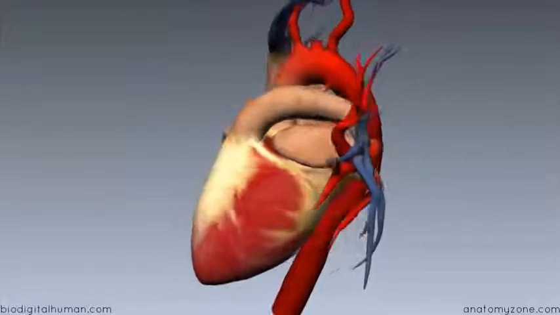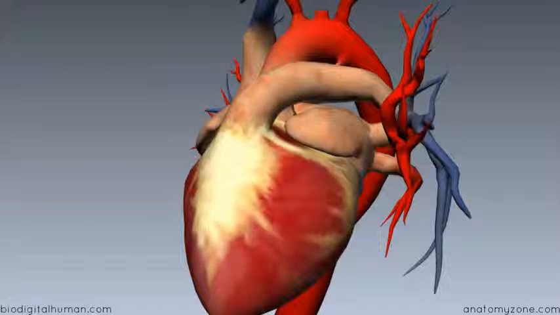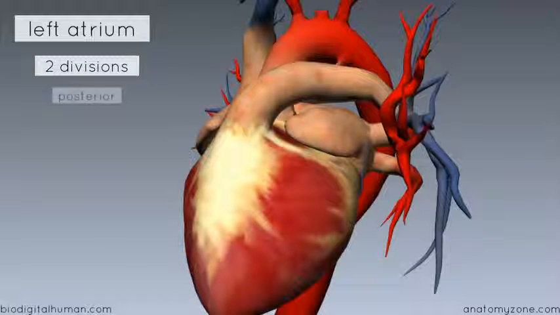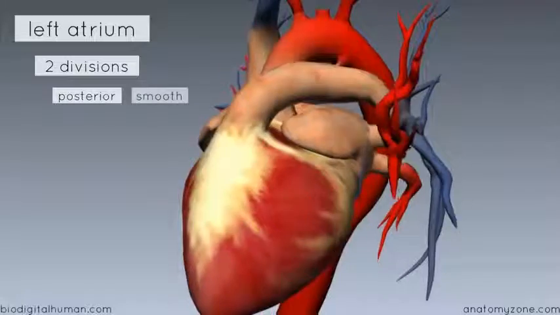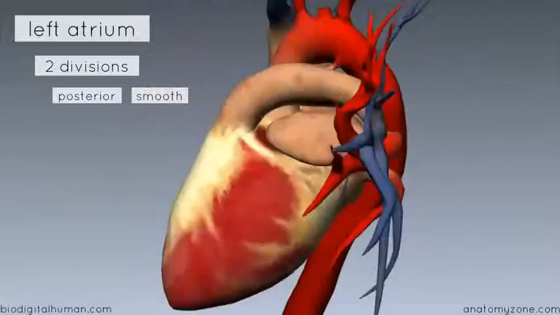So I'll just rotate the model back round again and we'll talk about some of the internal features of the left atrium. So similar to the right atrium, the left atrium has 2 divisions. It's a little bit smaller than the right atrium, but it's actually thicker. The walls are thicker. So the posterior division of the left atrium, just like the right atrium, has smooth walls, and this posterior aspect receives these 4 pulmonary veins.